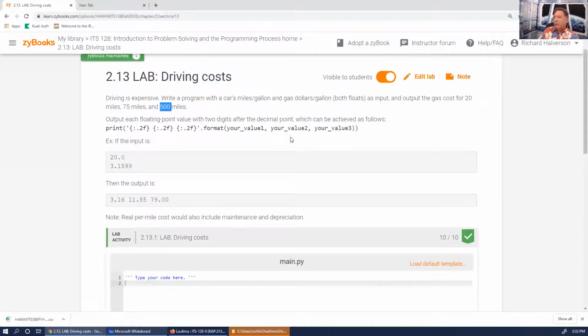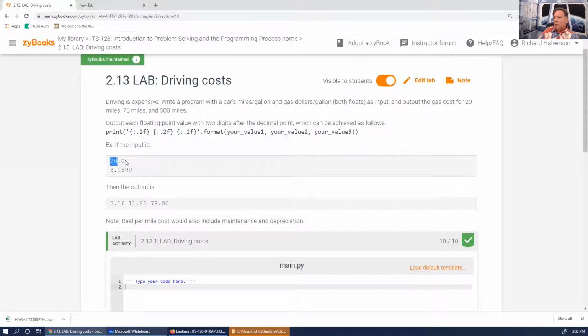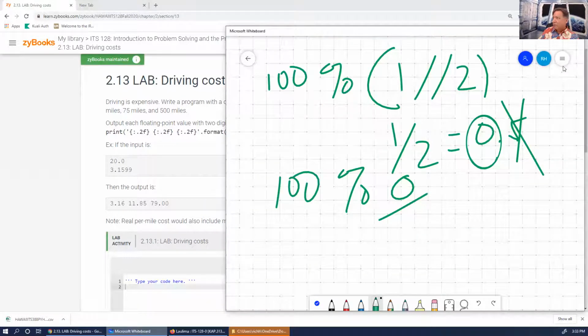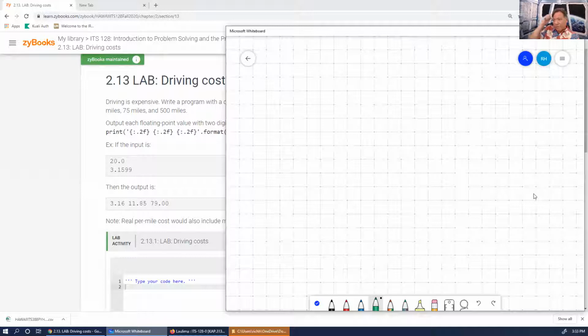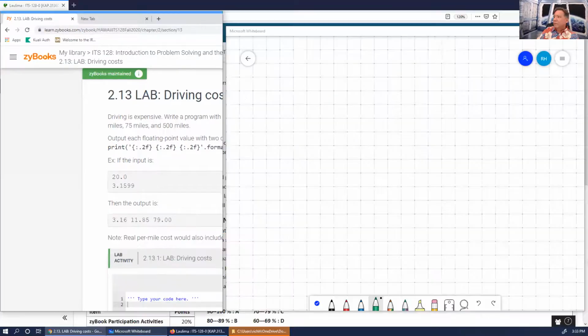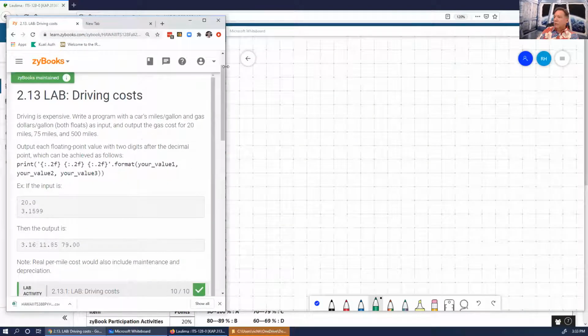Okay, so you've got miles per gallon, and you've got dollars per gallon. Okay, so you have... make this small maybe.